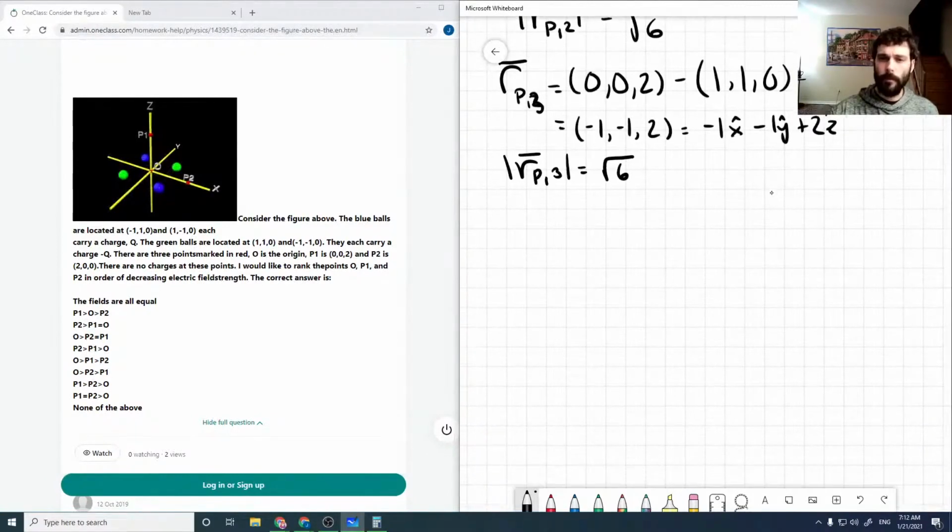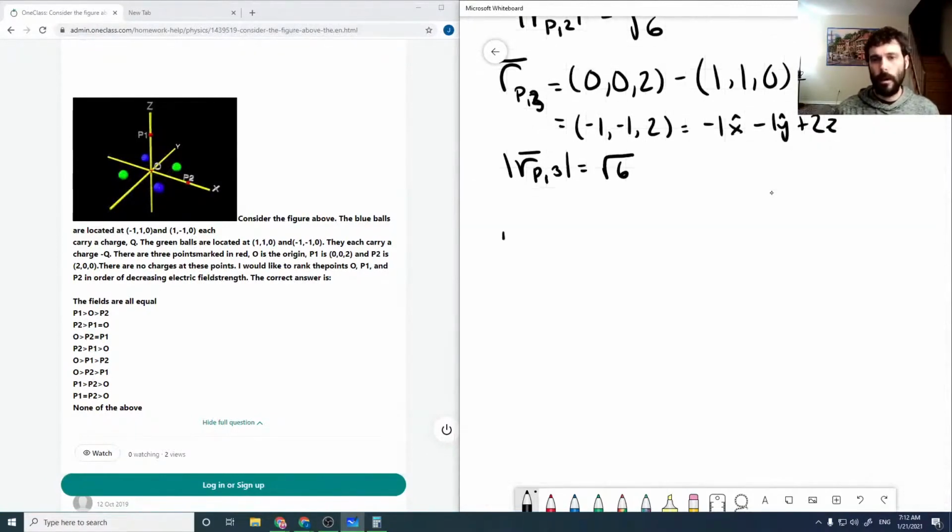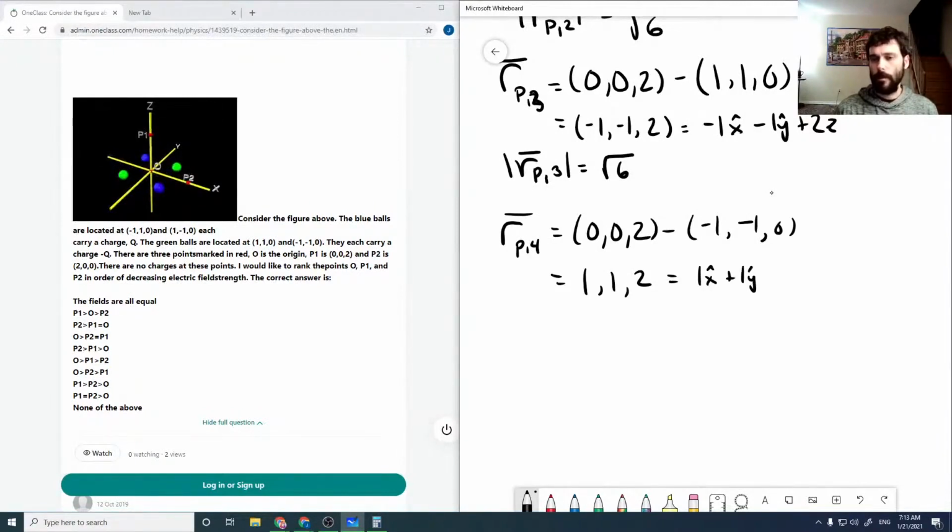And our P1,4 is 0, 0, 2 minus 1, 0, 1, 1, 2, which is 1 x hat plus 1 y hat plus 2 z hat. And again, our magnitude is root 6.